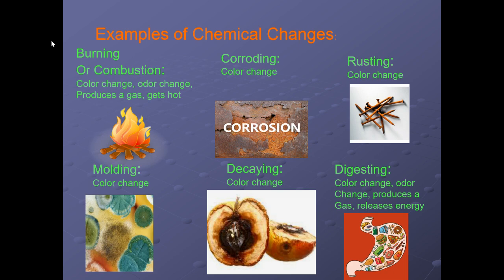Digesting is another example of a chemical change, right? So here, the food that you eat, during the process of digesting, it undergoes a color change, it undergoes an odor change, and it produces a gas, right? And the reason why it's so important to us is because it releases energy, which fuels us, right? And that energy that is created is an example of a chemical change.